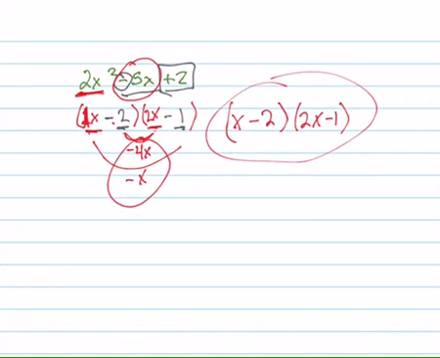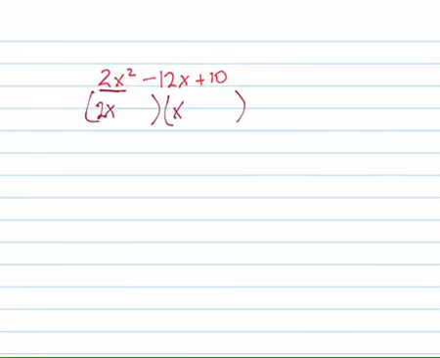Let's try another one. 2x squared minus 12x plus 10. Let's go through that same process that we went through before. It's got to break up like this and this. 2x squared can really only be 2x and x. There could be a negative somewhere, right? They could both be negative, but usually that's not the case. In fact, you could always make the second one negative if you wanted to.